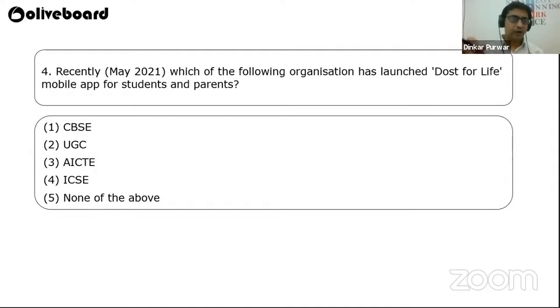Now we are moving to question number 4. Recently in May 2021, which of the following organizations has launched the Dost for Life mobile app for students and parents: CBSE, UGC, AICTE, ICSE, or none of the above? Nitin is saying the answer is CBSE. Which organization has launched Dost for Life? It is a type of mobile app for students and parents.